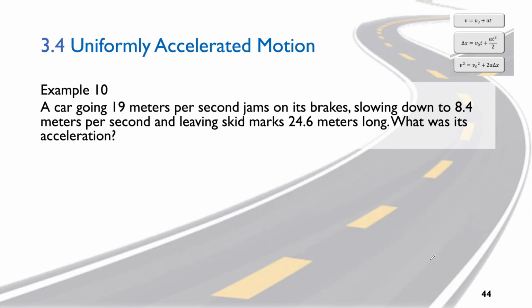Number 10. A car going 19 meters per second jumps on its brake, slowing down to 8.4 meters per second and leaving skid marks 24.6 meters long. What was its acceleration? So we have here 19 meters per second. And then it slows down to 8.4 meters per second. So this is our another velocity, and the meters long will be our x. Now it's looking for the acceleration, A.